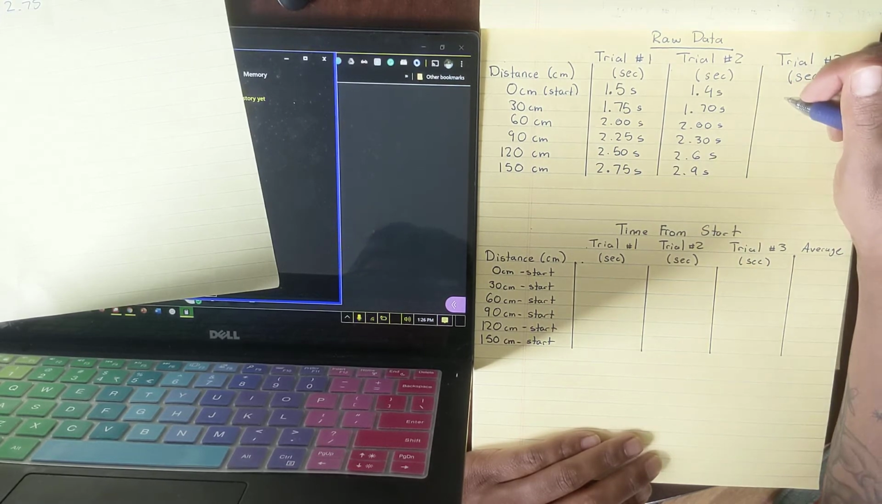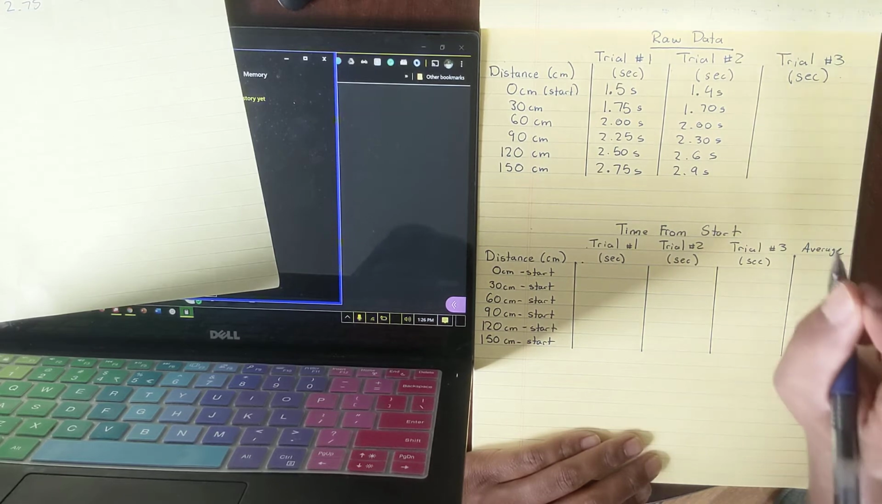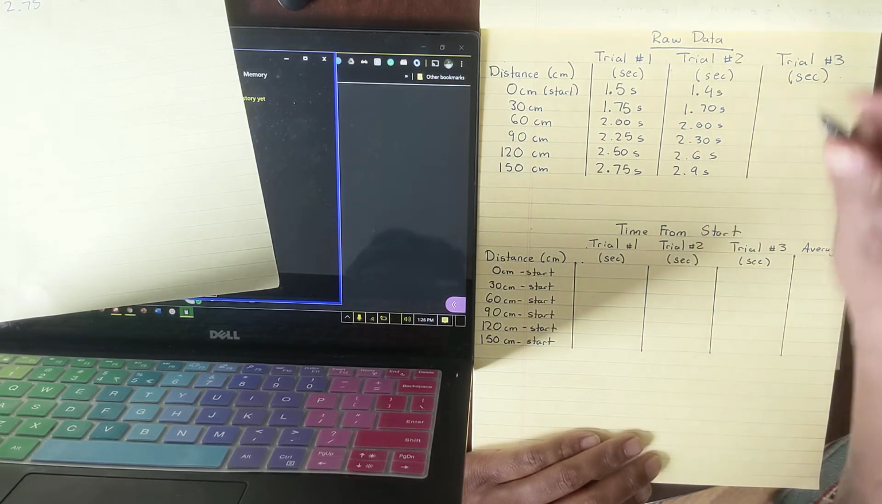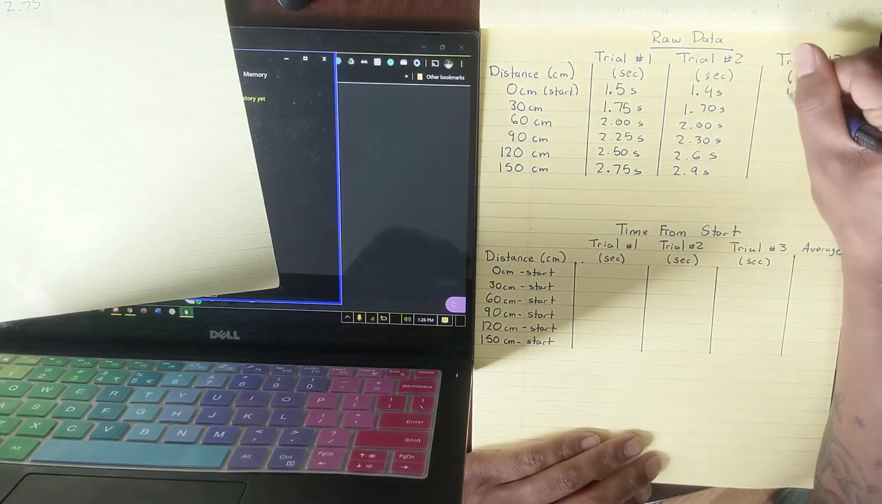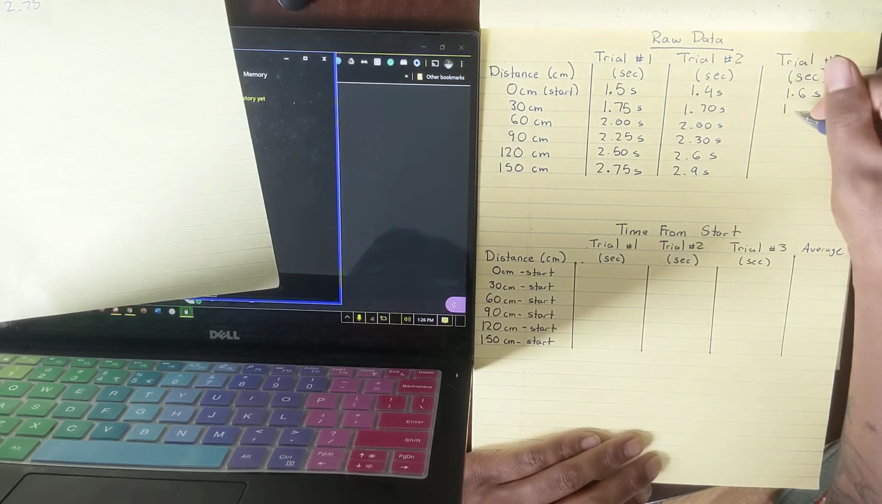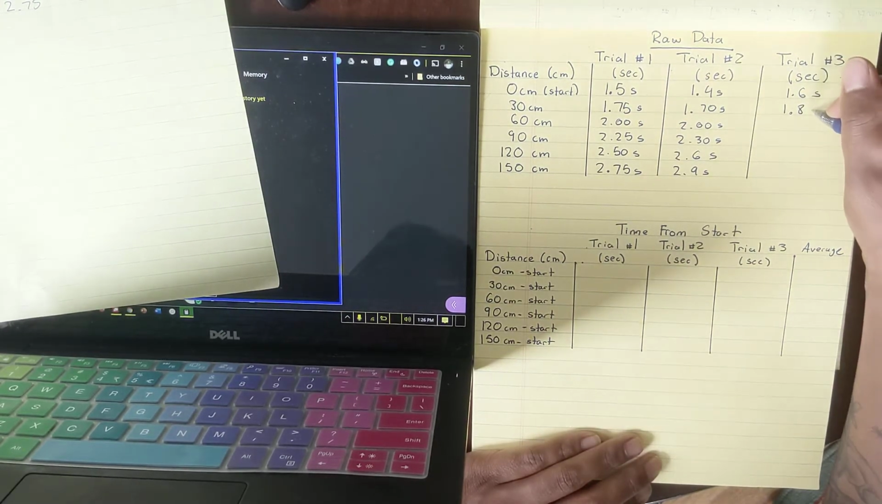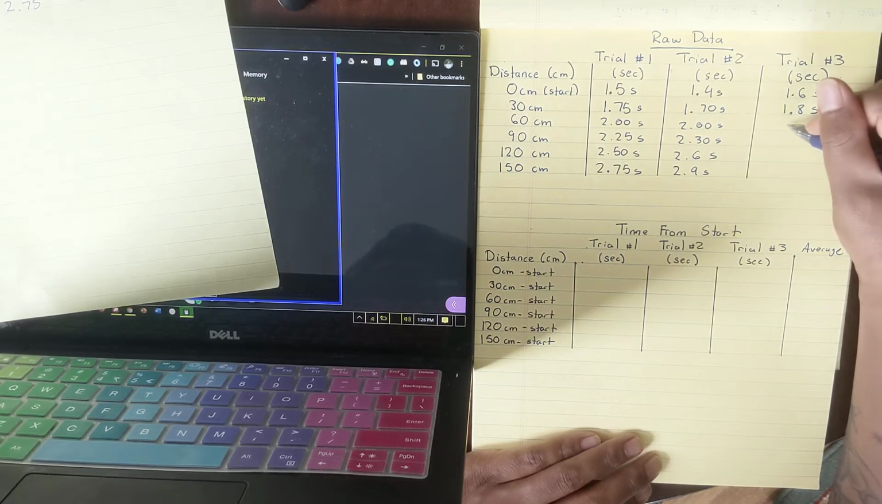You might have to play with the slider on the video so you can get the ball as close to these lines as you can. You're not going to be able to get it perfectly, but we slowed it down so that it would be easier for you to see when the ball crossed each threshold. So trial 3 crossed the starting line at 1.6 seconds.